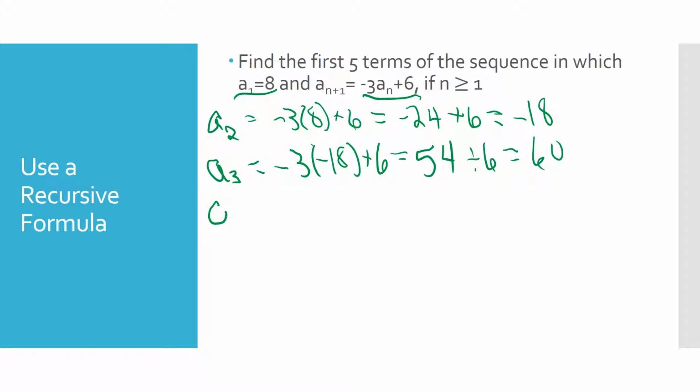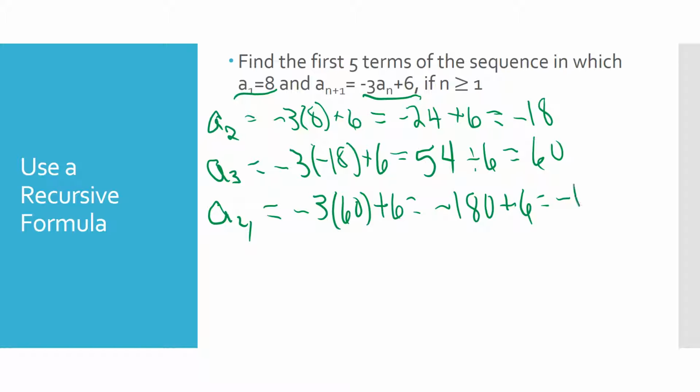Now to find A4, the fourth term in this sequence, again, I'm going to plug it right back into that same formula. So now I've got -3 times 60 plus 6. And -3 times 60 is going to give me -180. And we're going to add 6 to that. So that's going to give me -174, I believe. Doing that in my head. I hope I'm right. Yeah, I think I am.